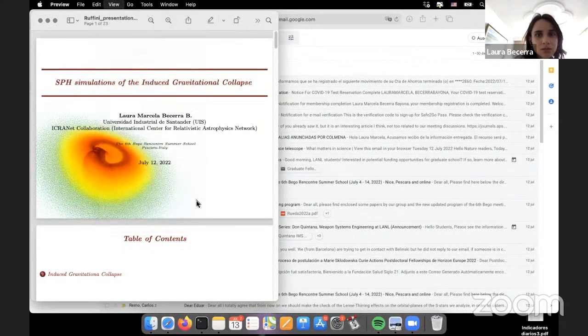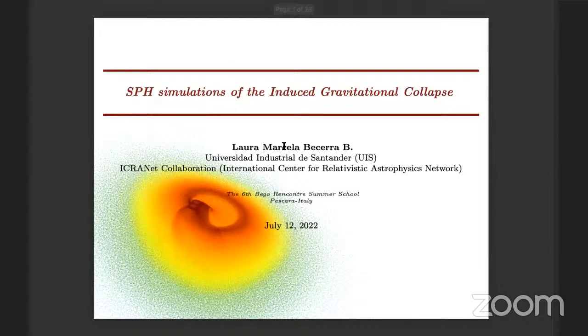You can see my screen? Yes, we can see the screen.